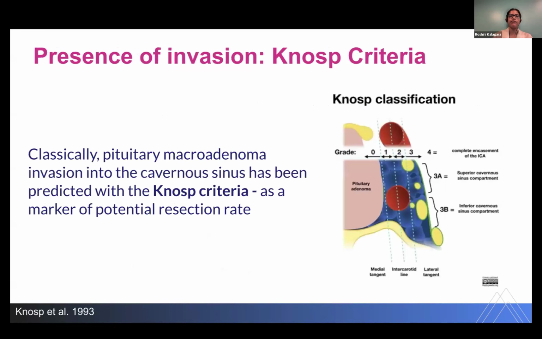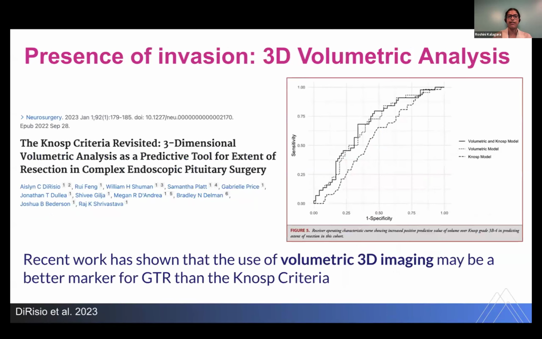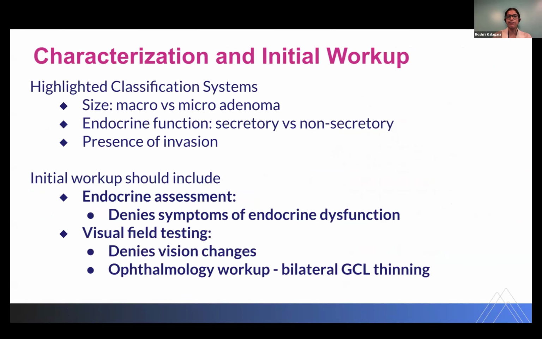Going into this a little bit further, the lateral invasion has been classified using the NOS criteria classically as a marker of potential resection. However, research done by our group here has shown that potentially using volumetric 3D imaging might be a better marker for gross total resection than NOS criteria. These invasion predictor scales are constantly evolving.